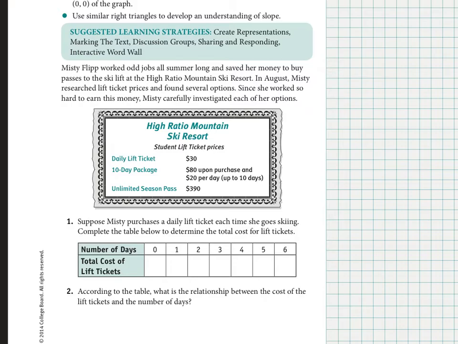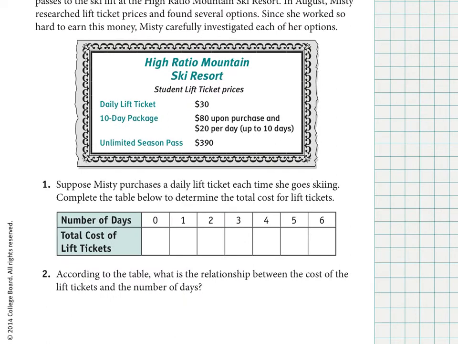All right, so for number one, let's suppose Misty purchases a daily lift ticket each day she goes skiing. So let's complete the table below, number of days to determine the total cost for lift tickets. And again, we're going with just the daily rate here, so we're just going to be using the $30 per day. So if she went 0 days, of course she would have zero cost. If she just goes 1 day, it's $30 per day, so she would have the $30 cost. If she did this for 2 days, it would then be $60, 30 each day. 3 days would be another 30, so 90. And then if she did 4 days, it'd be 120. 5 days, if they were $30 each, would be 150. And then 6 would be 180.